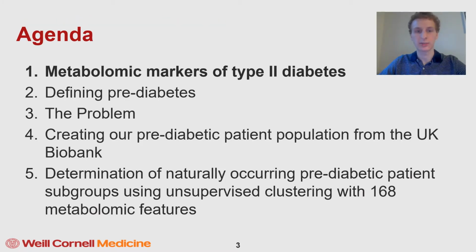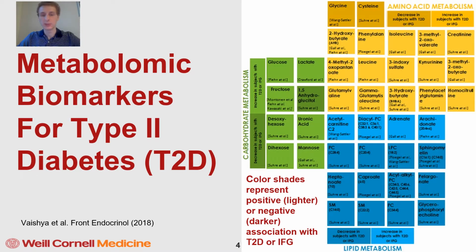Today, we'll be talking about metabolomic markers of type 2 diabetes that are known. Then we'll define prediabetes. We'll define what the problem is that we're trying to tackle. Then we'll talk about how we created our pre-diabetic patients using the UK Biobank, which is our data source. And then finally, we'll talk about the determination of these naturally occurring pre-diabetic patient subgroups using unsupervised clustering with solely 168 metabolomic features.